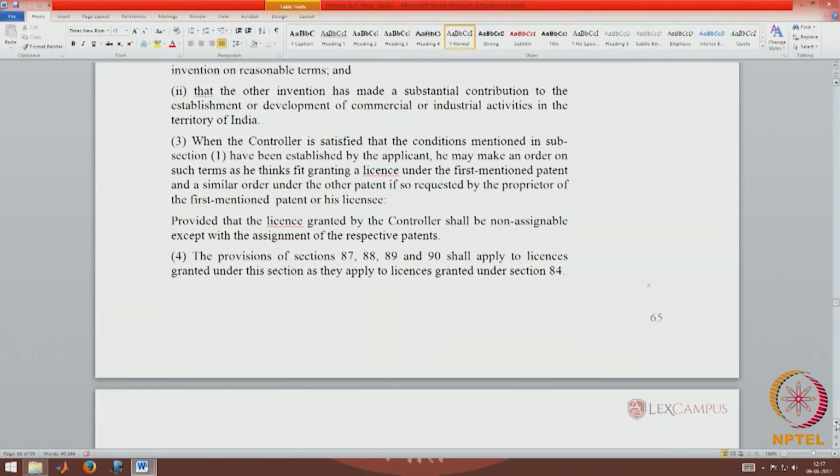3. When the controller is satisfied that the conditions mentioned in subsection 1 have been satisfied by the applicant, he may make an order on such terms as he thinks fit, granting a license under the first mentioned patent and a similar order under the other patent if so requested by the proprietor of the first mentioned patent or his licensee, provided that the license granted by the controller shall be non-assignable except with the assignment of respective patents. Now, we also saw a non-assignable clause in section 84, but in this case it shall be non-assignable except with the assignment of the respective patents. So, the assignment will be to the related patents as well.